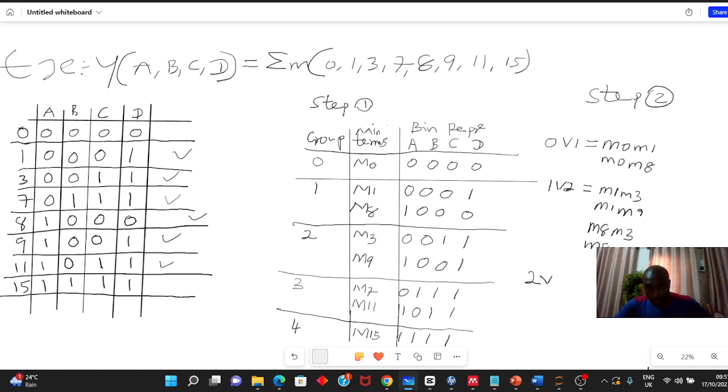And then we are going to also have 2 matching 3, right? So we are going to have M3 matching M7. And then we are going to have M3 matching M11. Right? Same thing, we are going to have M9 matching M7. M7 and then M9 matching what? M11. Right?